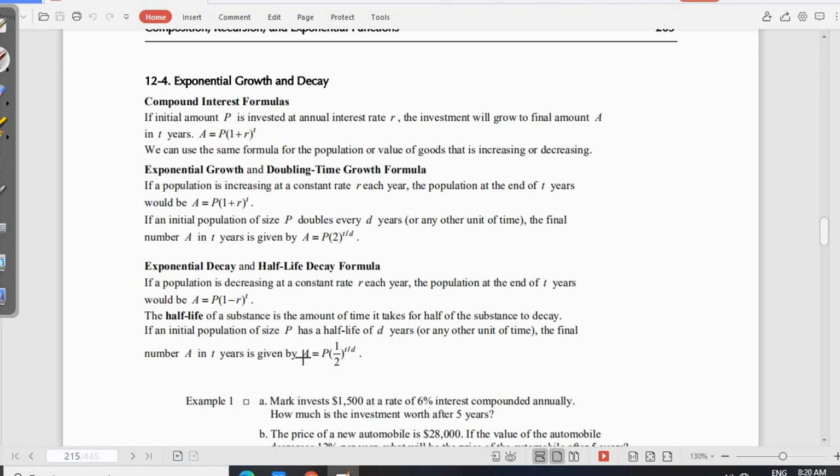Another thing, when you're doing that, you just simply do P times 1/2. Okay, because that's half of the population of anything you're having, a half-life of the size of anything, and you are raising it to the time periods. Okay, all right, let's go forward and solve some of the questions.